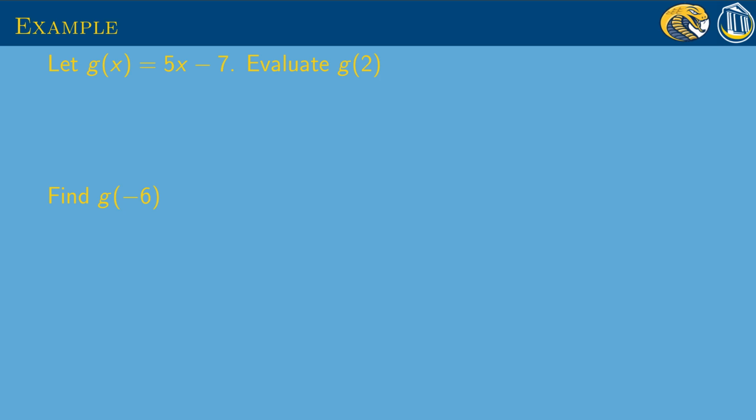Let's do a couple examples. Say we have a function g of x equals 5x minus 7. Our input variable, or our placeholder variable, is x, and we want to look at what happens when we evaluate this function at the point x equals 2. That means anytime we see an x, we're going to replace it with the number 2. So we could write g of 2 is 5 times 2 minus 7. That is, of course, 10 minus 7, or just 3. g of 2 equals 3.